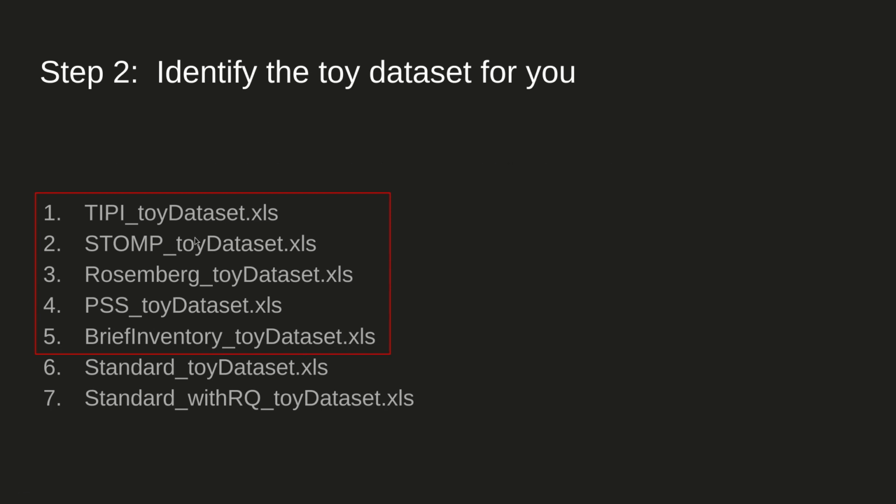If you didn't use any of these 5 scales, then we have these 2 standard toy datasets. The standard toy dataset contains no reverse-coded questions, and this other one, standard with RQ, which stands for reverse-coded questions, does contain a couple of those. Those are in case you need that extra practice. If you use one of these two files, it means that you didn't include any questions from the TIPI, the STOMP, the Rosenberg, the PSS, or the brief inventory of stress.